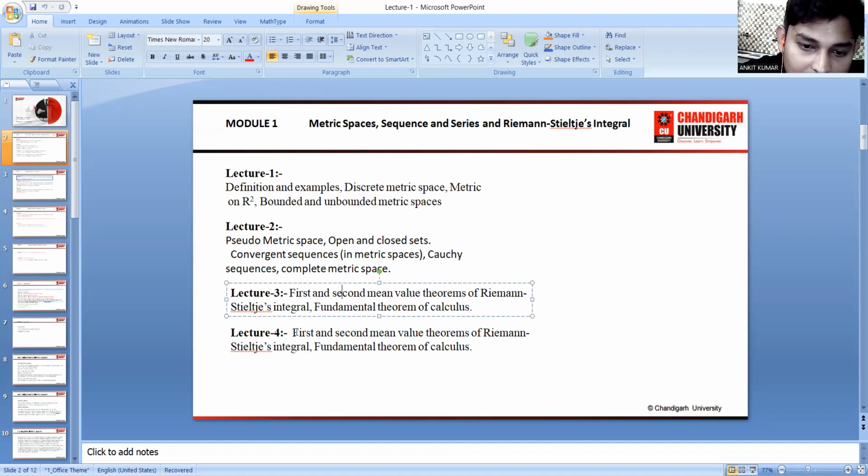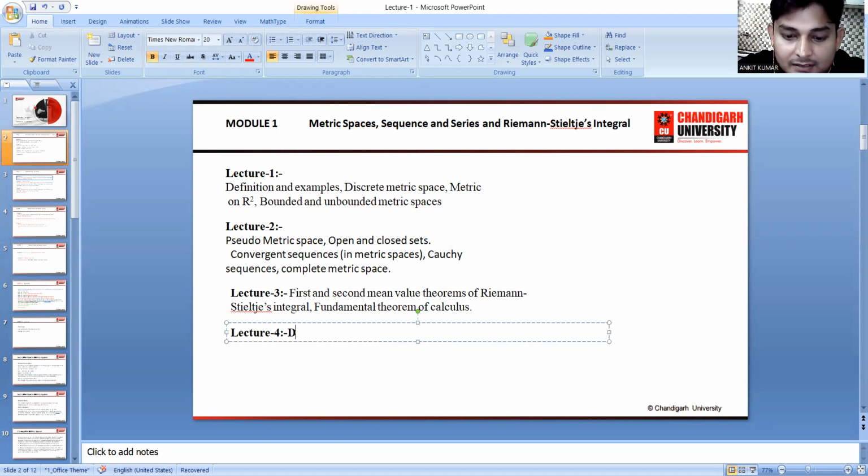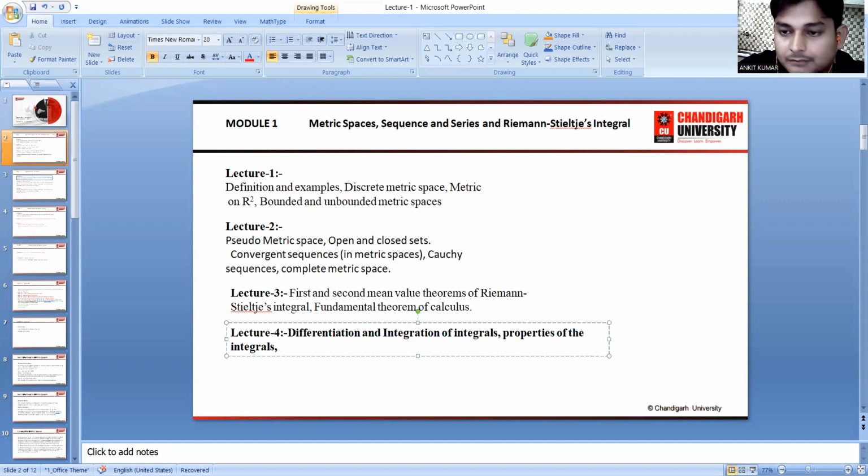Basically, in the fourth lecture I will cover differentiation and integration of integrals, some properties of the integral, theorems and properties.